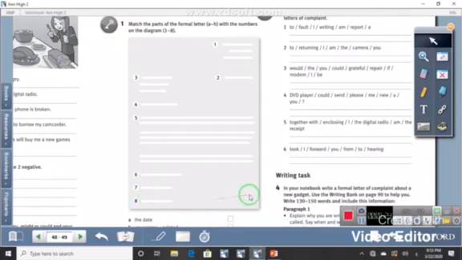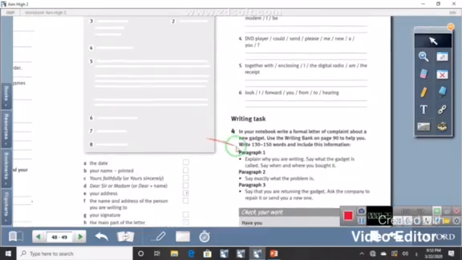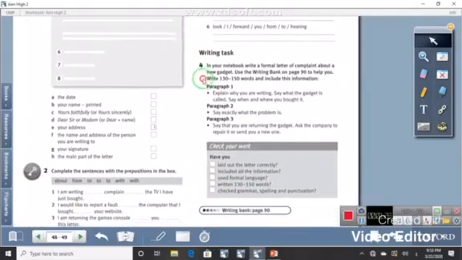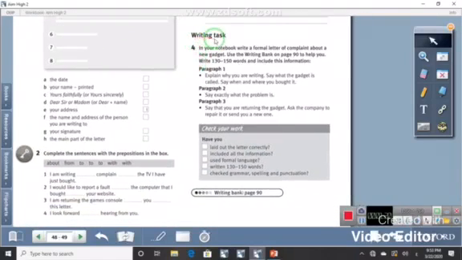Okay, teacher. Exercise 4 here. Look for this one. Writing task. So this is homework. You have homework, teacher. Page 49 again. Homework. Exercise 4. Writing task. In your notebook, write a formal letter. So this is your homework.